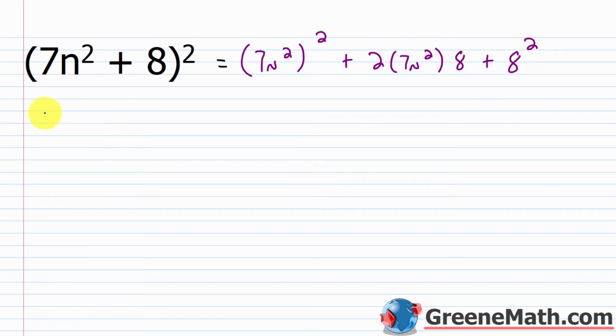And let's just crank this out now. So if we have 7n squared, squared, 7 squared is 49. N squared squared, power to power rule. So n stays the same. Multiply 2 times 2, that's 4.